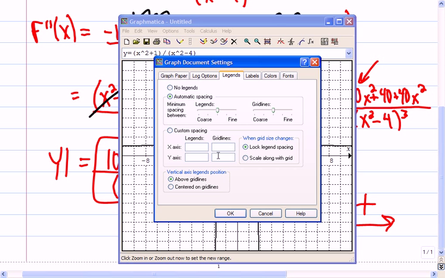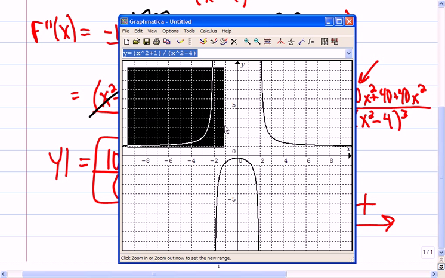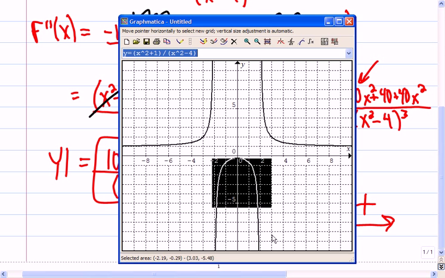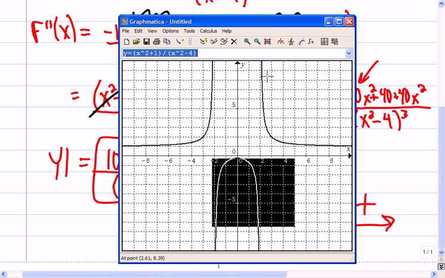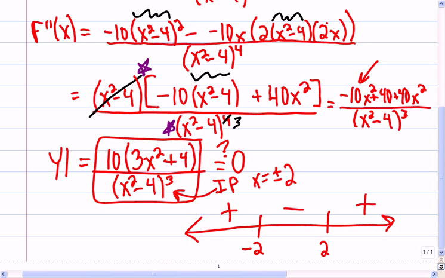Here's where the graph changes concavity at positive and negative 2. You can see on this side here, it's concave up. Then on this part here, it's concave down. And in this section here, concave up again. So that's what we predicted: concave up, concave down, and concave up one more time.